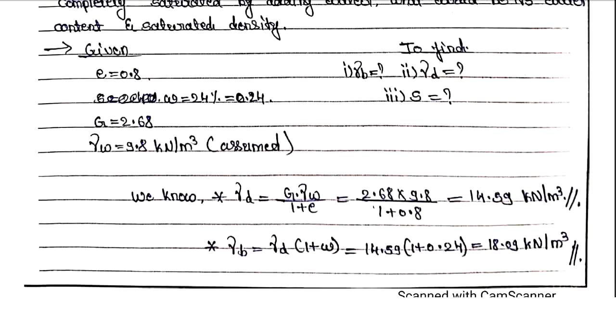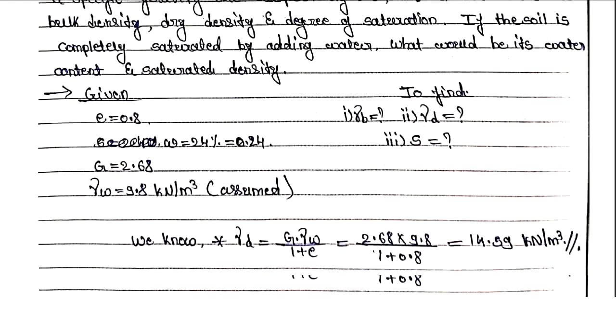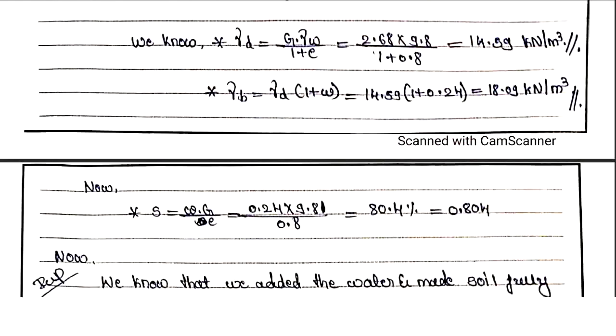So what they have asked: bulk density, dry density. Now we need to find out the degree of saturation. We have the relation E into S is equal to W into G. So I have rearranged it and obtained the relation S is equal to small w into G divided by E, where small w is water content, G is specific gravity and E is void ratio. So water content they have given as 24%, so I am substituting 0.24.